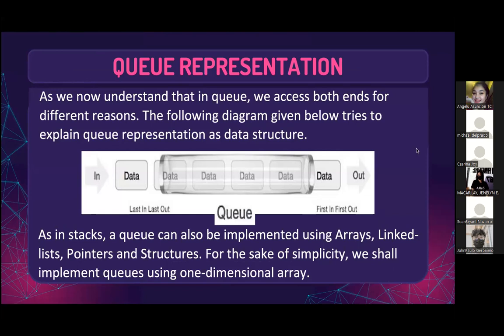So this is the queue representation. As we now understand, in a queue we access both ends for different reasons. The following diagram given below tries to explain queue representation as a data structure. As in stacks, a queue can also be implemented using arrays, linked lists, pointers, and structures. For the sake of simplicity, we shall implement queues using a one-dimensional array.